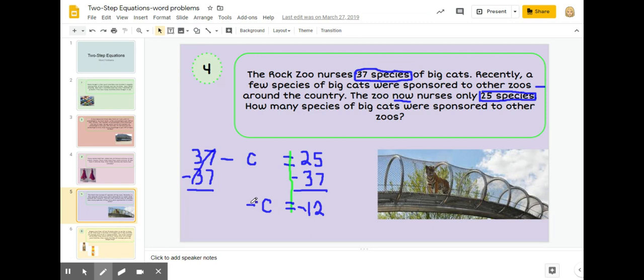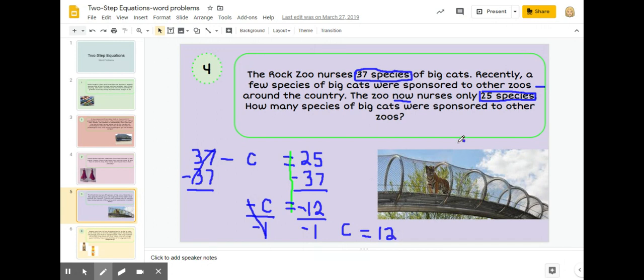Okay, here's where we get rid of this. In order to get rid of the negative with our variable, we divide both sides by that coefficient, negative 1. You got to remember, there's a 1 there. He's just not written there, so we don't have to see him. We know and we understand there's already a 1 as a coefficient. Our negatives have now canceled each other because you guys know a negative divided by a negative is a positive. And now we know that the number of cats that they basically sent out that were sponsored to other zoos was 12.